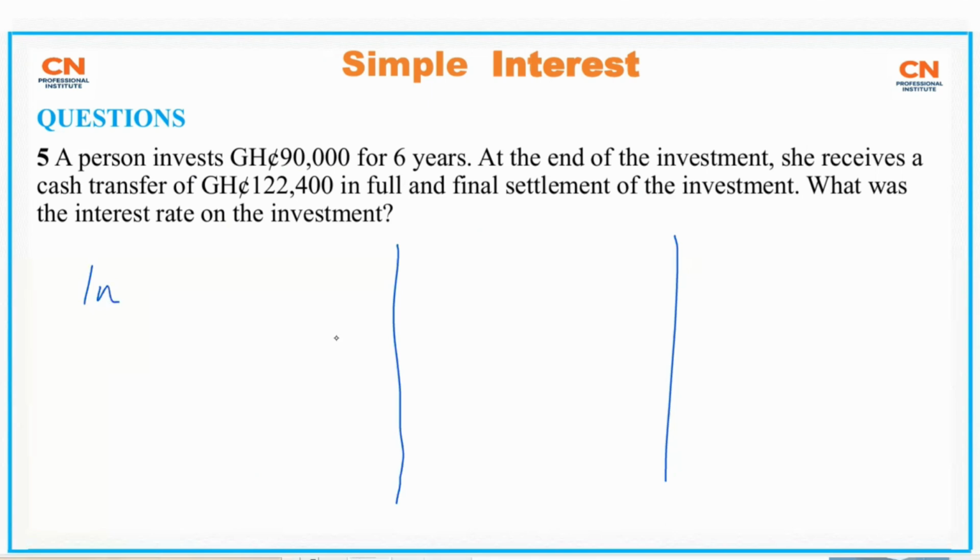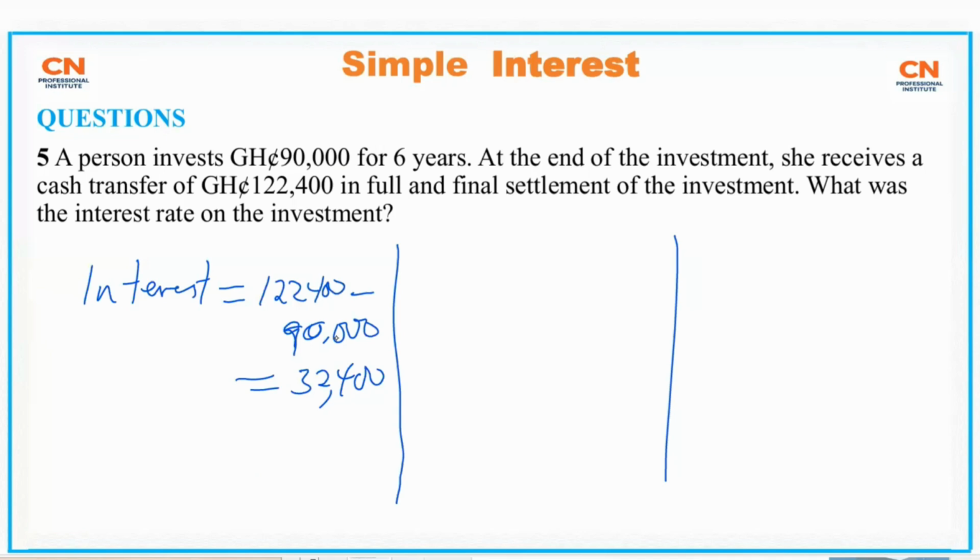So you realize that here your interest will be equal to 122,400 minus 90,000, the difference between 122,400 and 90,000, which is 32,400. This is the interest. So the general rule is that you will not always be asked to find interest. Sometimes some other stuff could be missing and you will be asked to find it.